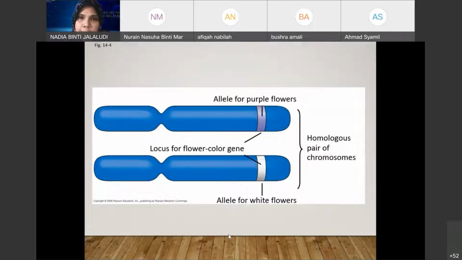Macam ni. So ini allele for purple flowers. Maksudnya it is dekat at the same chromosome, the homologous chromosome yang pair kan. Homologous pair of chromosome. So one is allele for purple flowers, one is allele for white flowers. Ni kalau heterozygous lah kan. So nanti bila dia segregate kita tak sure akan dapat yang mana. Dapat yang white ke dapat yang purple. Itu boleh dikatakan kuasa Tuhan lah kot kan. Kita tak boleh kontrol yang tu.